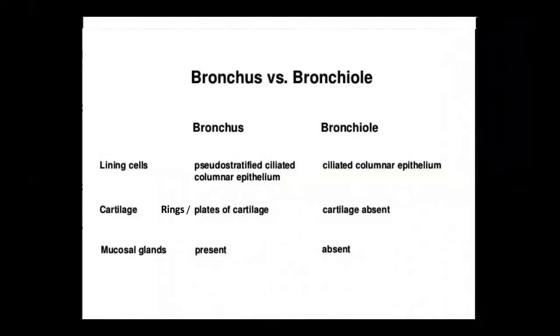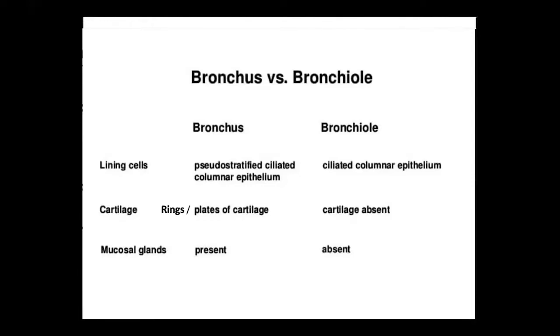So quickly, if we compare the major properties of the bronchi and the bronchioles, first we say that they are both lined with ciliated columnar epithelial cells. The epithelia of the bronchi are characterized as being pseudostratified, but both luminal surfaces are highly ciliated. In the bronchus, we have cartilage rings and plates embedded in the submucosa, which of course maintains the patency of these larger airways and keeps them from collapsing.